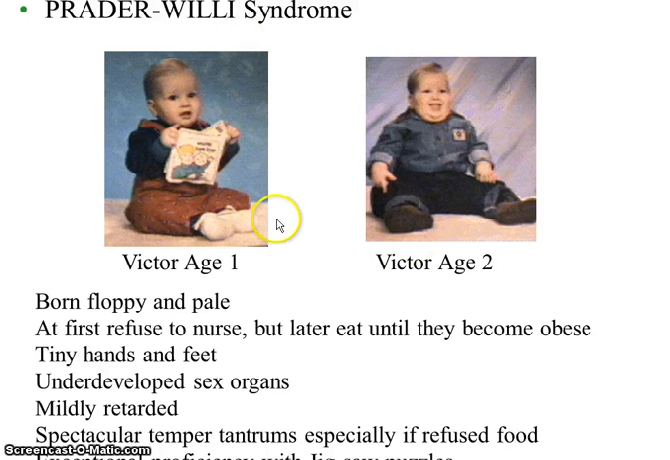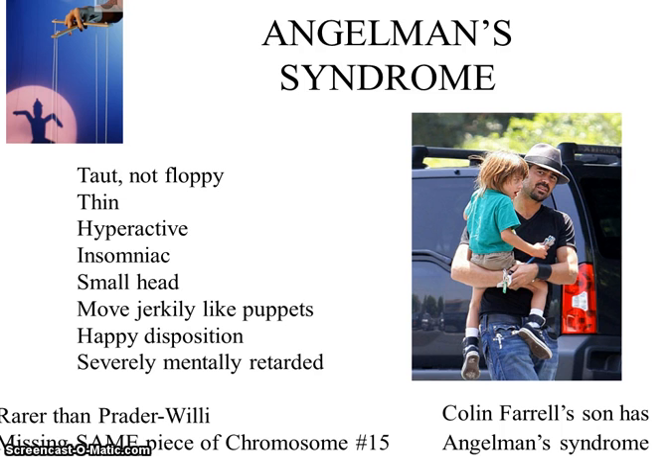And so you can see, which is going with the pictures, here's little Victor at age 1, little Victor at age 2. And so he's born floppy and pale, wouldn't nurse, and then became really obese, with underdeveloped sex organs, and eventually had proficiency with jigsaw puzzles.